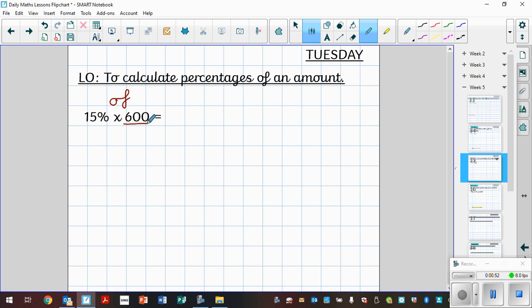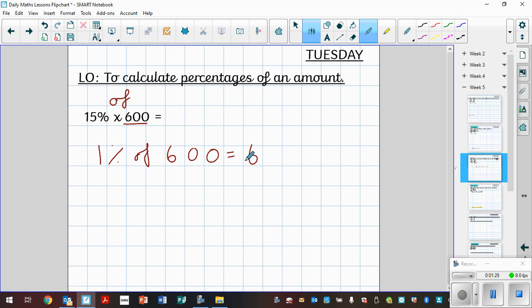So the first way I'm going to teach you is a way that I prefer, and that's finding 1% of the number and then multiplying it by the total amount we're trying to find. So first of all, we need to find out, what is 1% of 600? Now we can do that. We know that we need to divide 600 by 100. Now if we divide 600 by 100, we get 6. So 1% of 600 is 6.